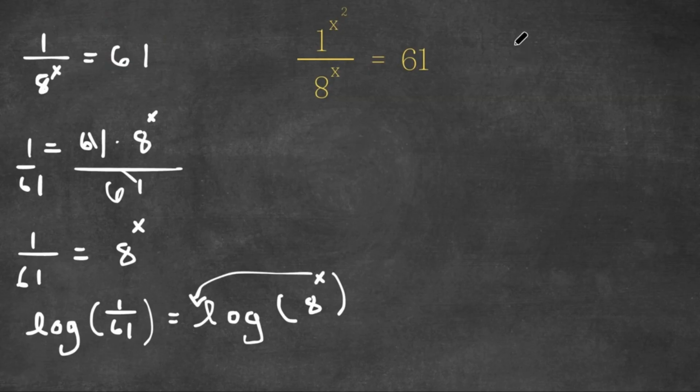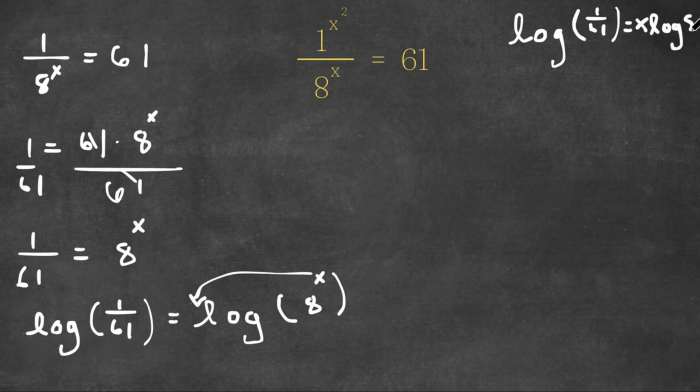So this is going to be equal to log of 1 over 61 is equal to x times log 8. So now I'm going to divide both sides by log 8.